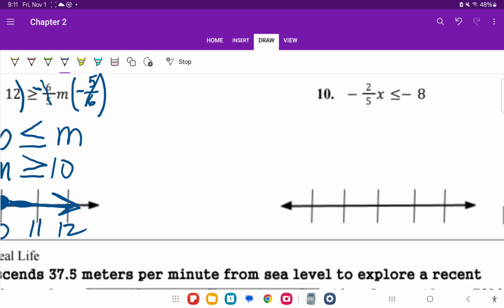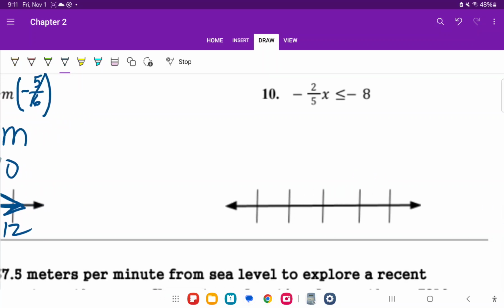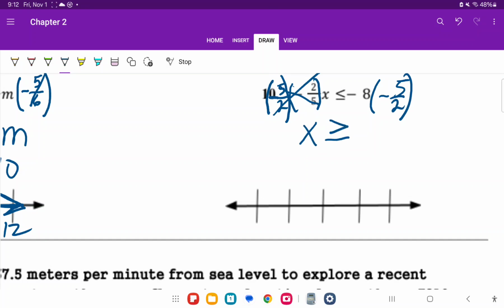Okay. I want to finish this up real quick. So on this one, we are going to multiply by the reciprocal, which is going to be negative 5 over 2, like that. So you multiply by the reciprocal over here. All right. Excuse me, Jarrett. Am I getting in your way? Sit down. So x is going to be, you got to flip this right here.